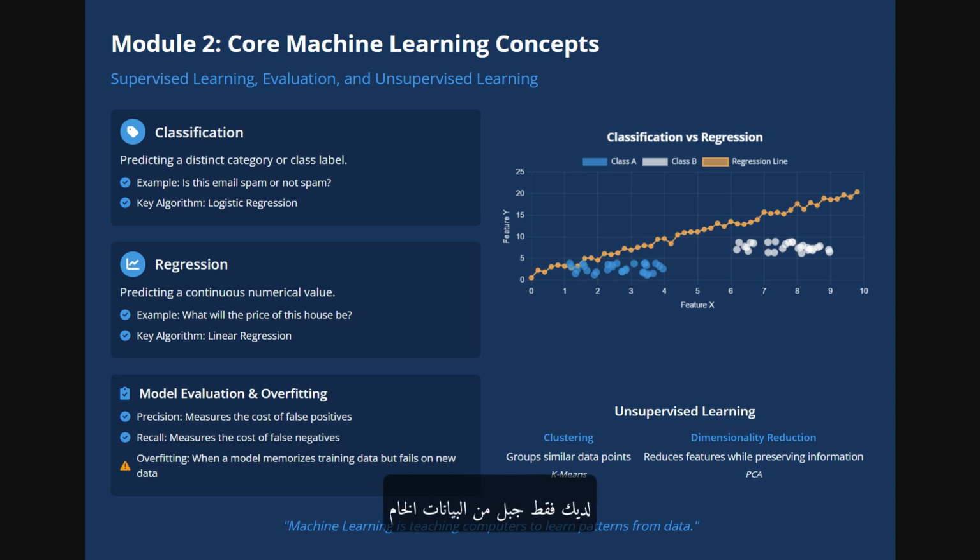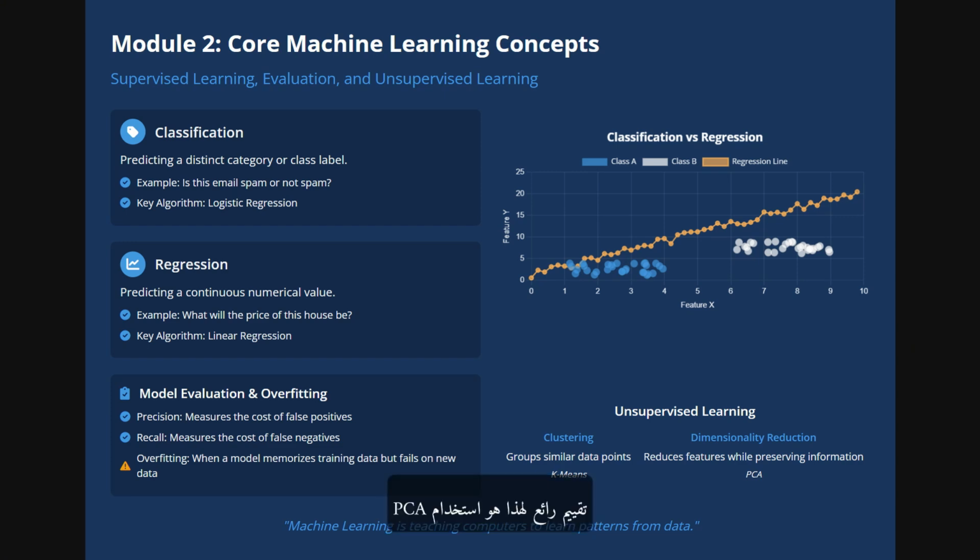Here, you just have a mountain of raw data and you want to find hidden structures. The two main tasks are clustering, which automatically groups similar data points together, and dimensionality reduction, which reduces the number of columns in your dataset while preserving important information. The key algorithm for clustering is K-Means, and for dimensionality reduction, it's Principal Component Analysis, or PCA.